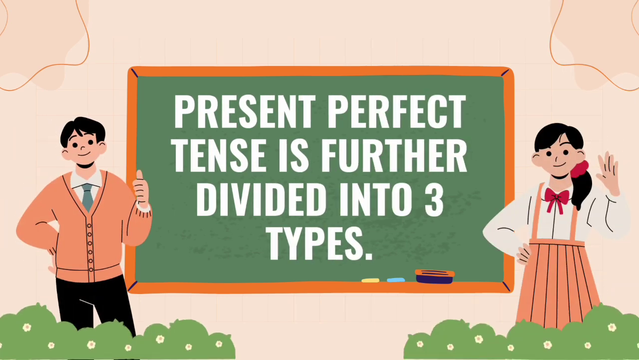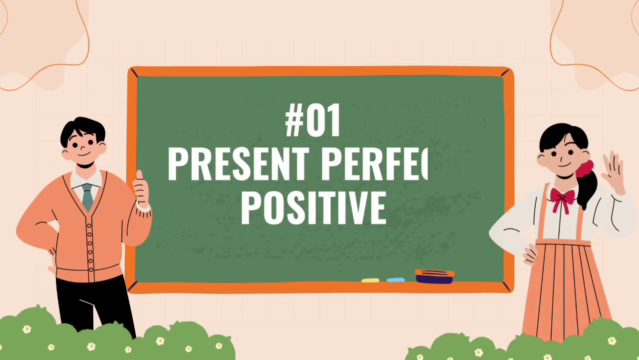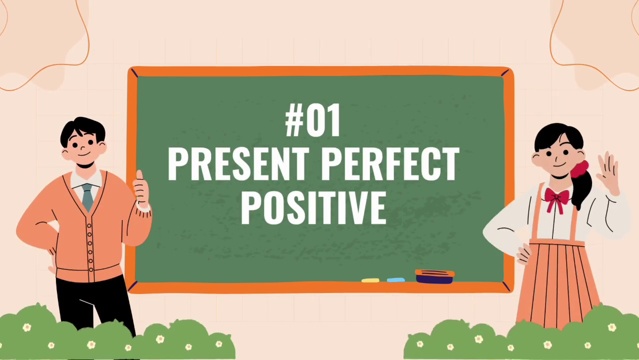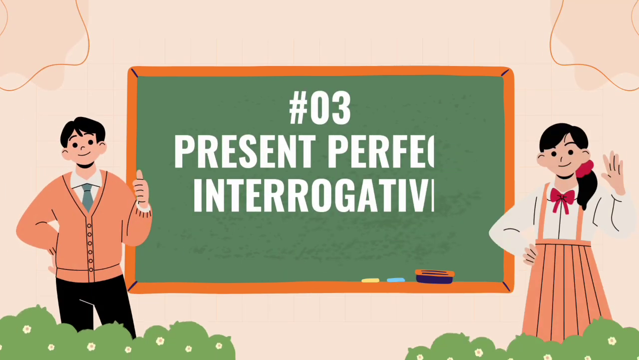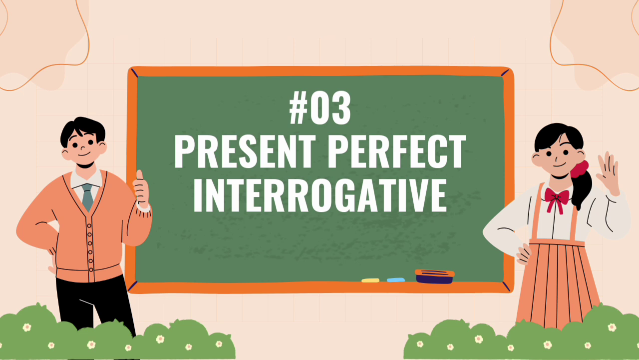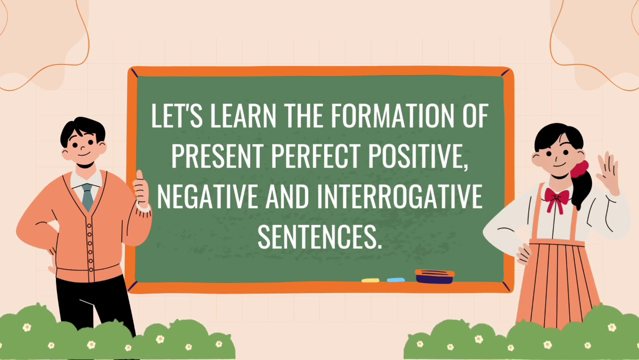Present perfect tense is further divided into three types. Number 1, present perfect positive. Number 2, present perfect negative. Number 3, present perfect interrogative. Let's learn the formation of present perfect positive, negative, and interrogative sentences.